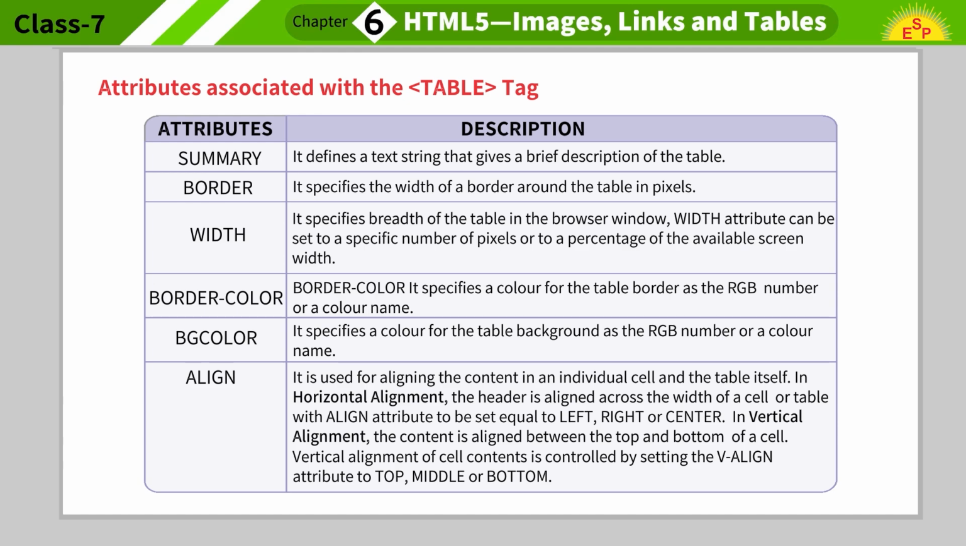Align: it is used for aligning the content in an individual cell and the table itself. In horizontal alignment, the content is aligned across the width of a cell or table with the align attribute set equal to left, right, or center. In vertical alignment, the content is aligned between the top and bottom of a cell. Vertical alignment of cell contents is controlled by setting the v-align attribute to top, middle, or bottom.